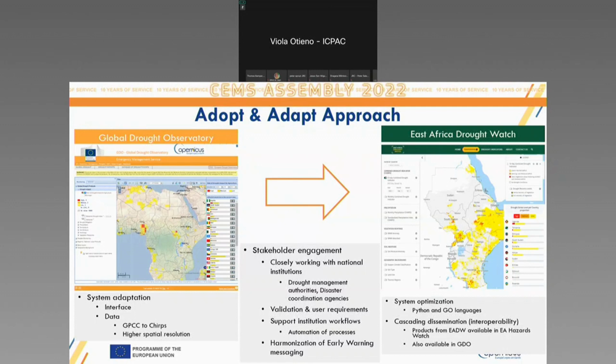We also focused a lot on stakeholder engagement. So that means working very closely with drought management authorities in the member states, but also disaster coordination agencies as well. And this engagement includes validation of the product, but also gathering user requirements. We also realized that we needed to support institutions in their workflows as well, just to promote acceptance and adoption of the system.